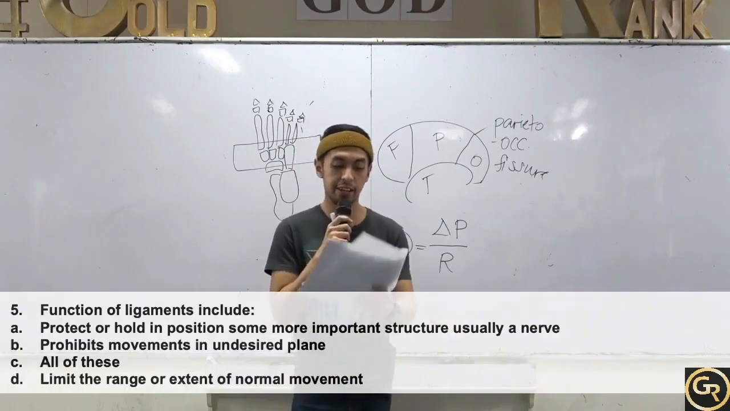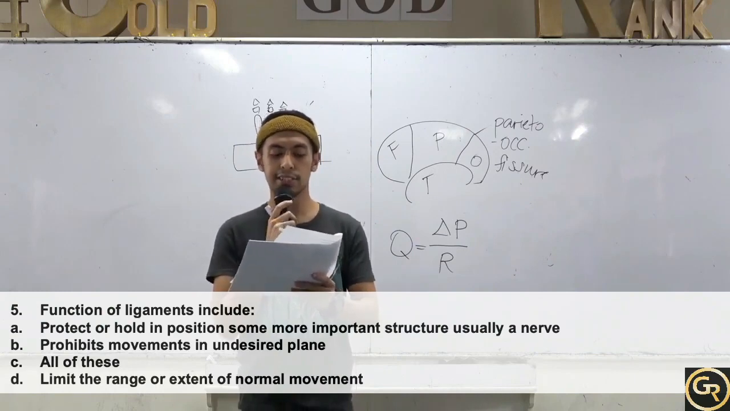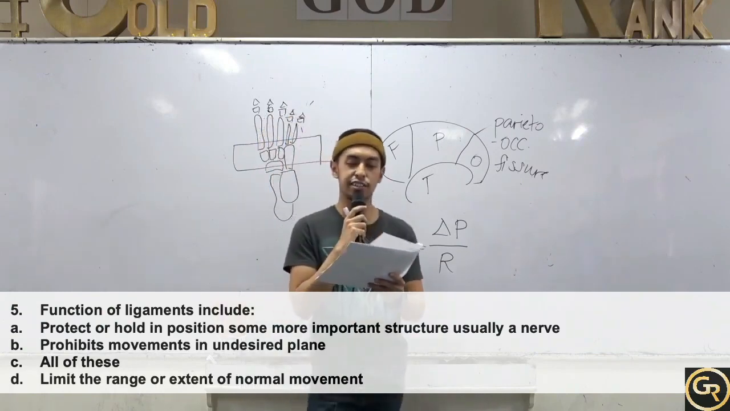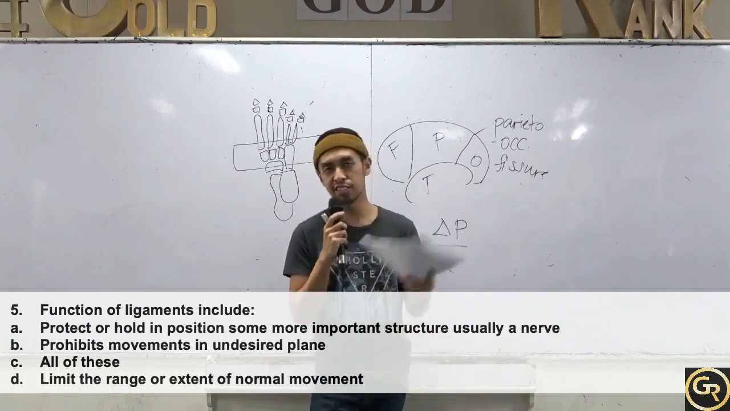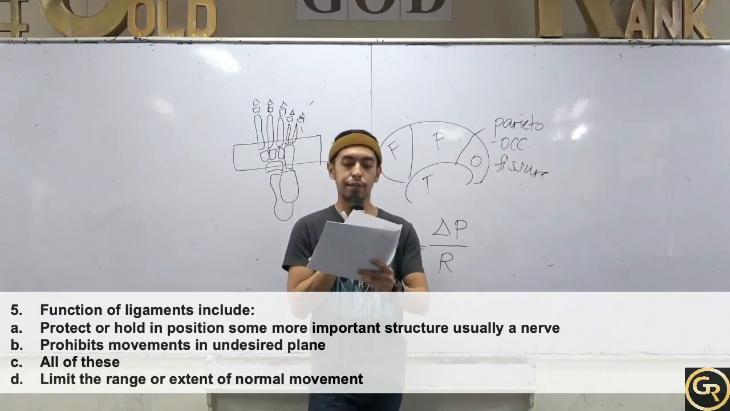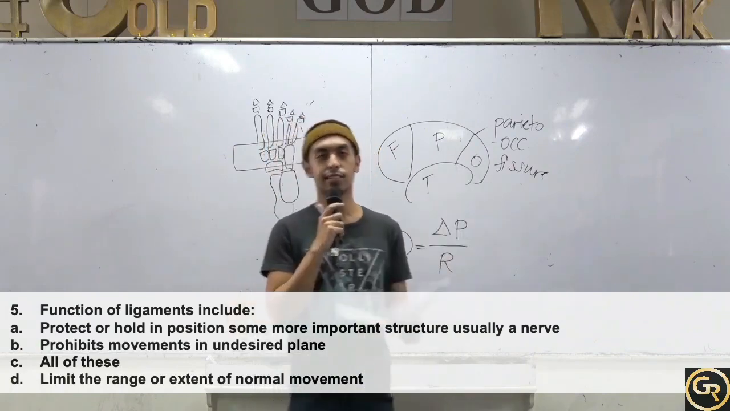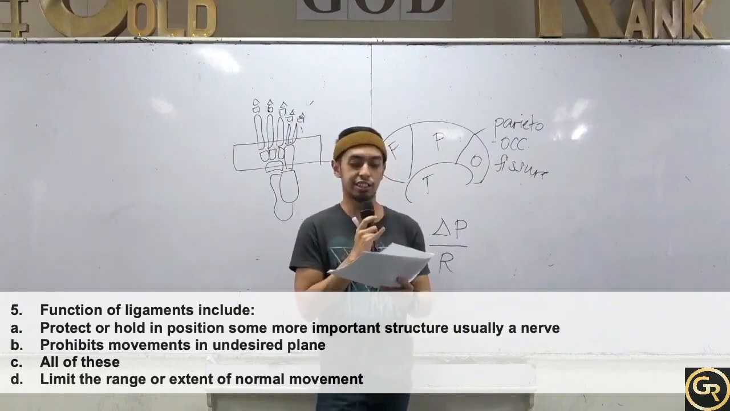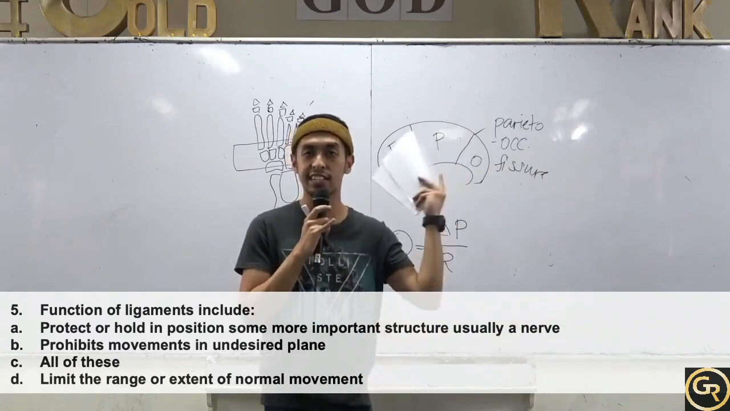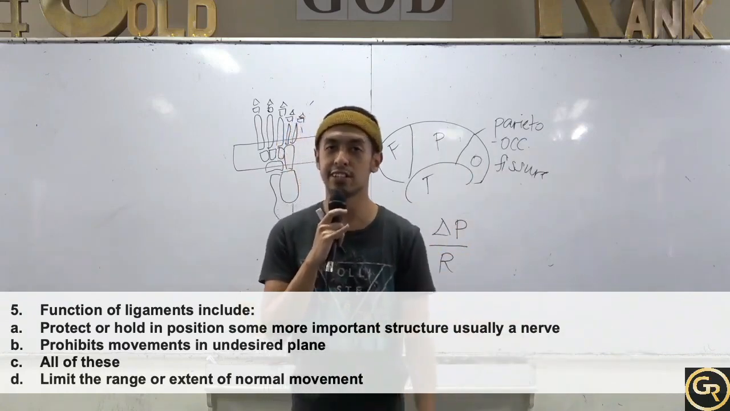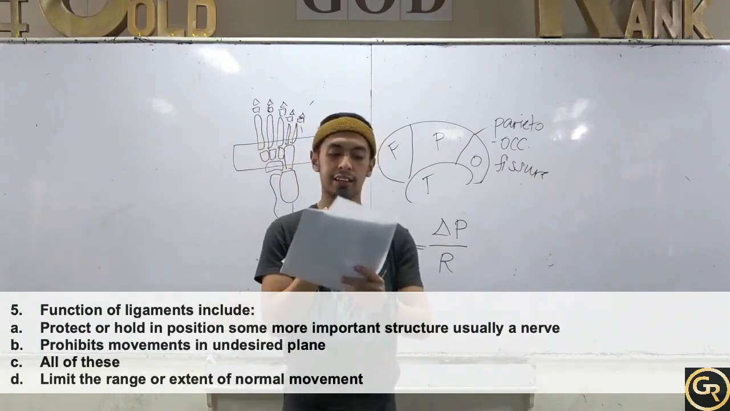Okay, number 5. Function of ligaments include, letter A, protect or hold in position some more important structure, usually a nerve. Tama po ba to? Yes, okay? It can hold certain structures like nerves, tendons, okay? Prohibits movements in undesired plane. Yes, yan po ay isa sa main function ng ligaments nyo. And also to limit the range or extent of normal movement. Okay? Kaya kayo nagkakaroon ng certain degrees of motion only for each joint. Okay? It's because of the action of your ligaments. So all of these are correct functions.